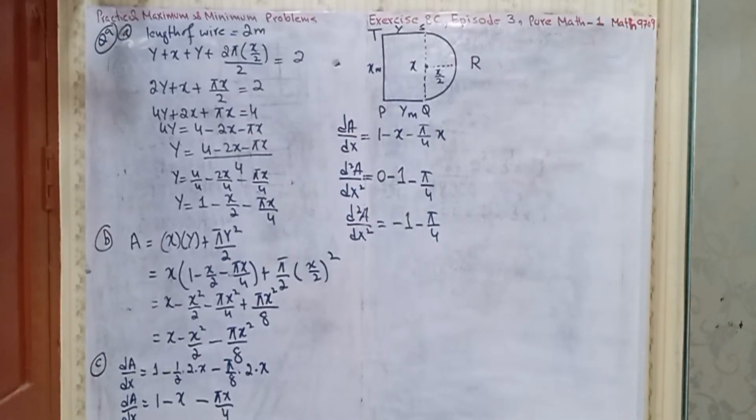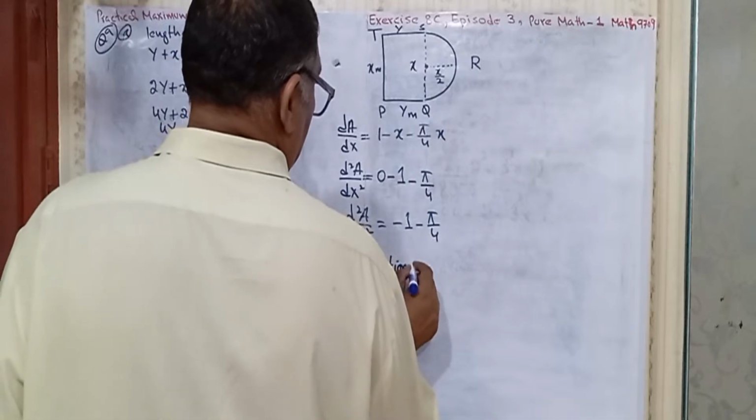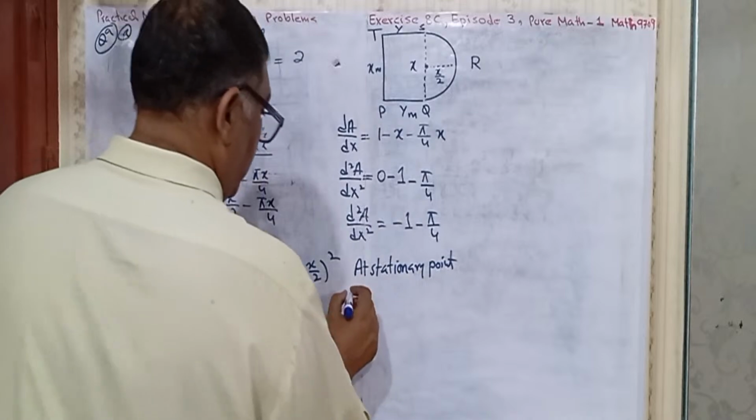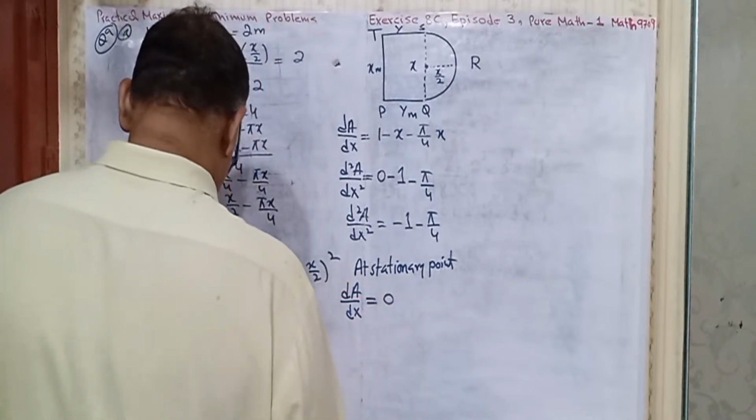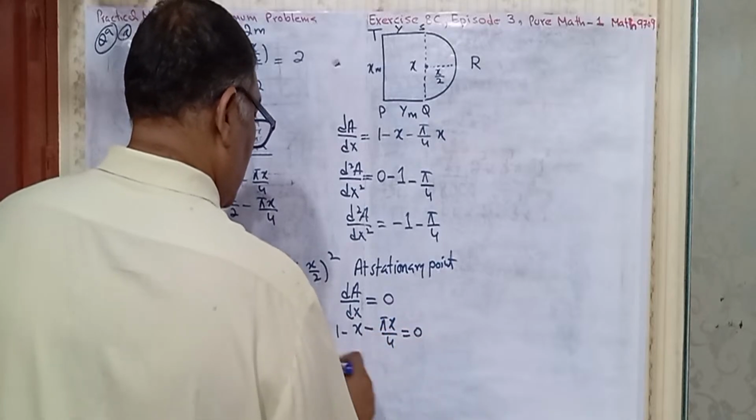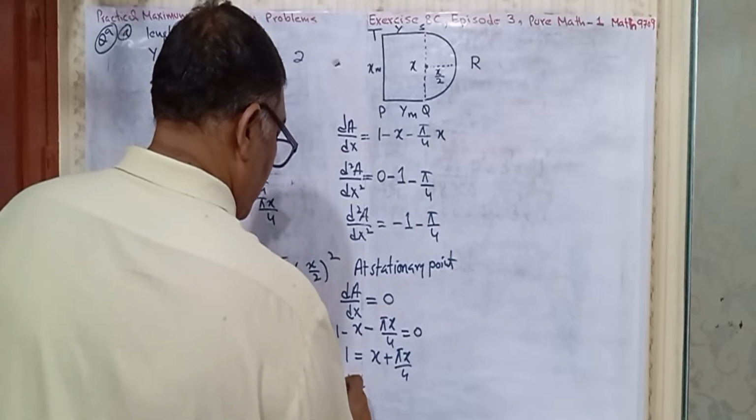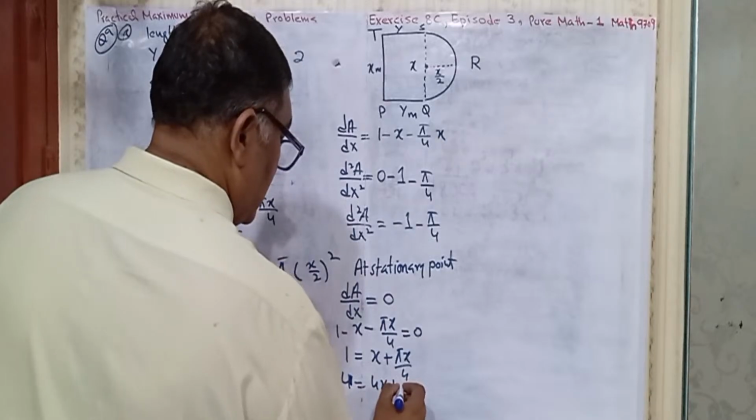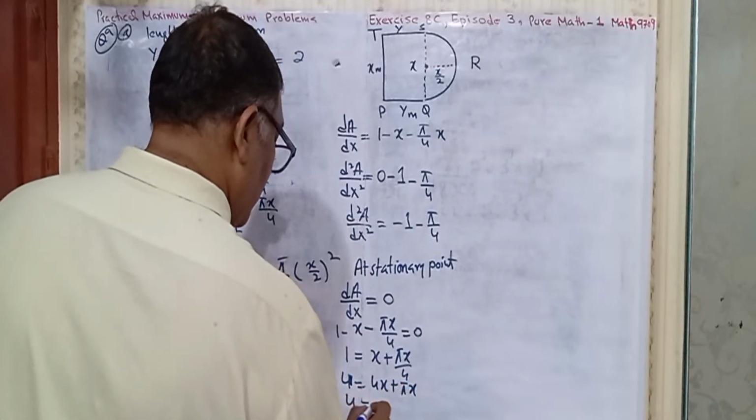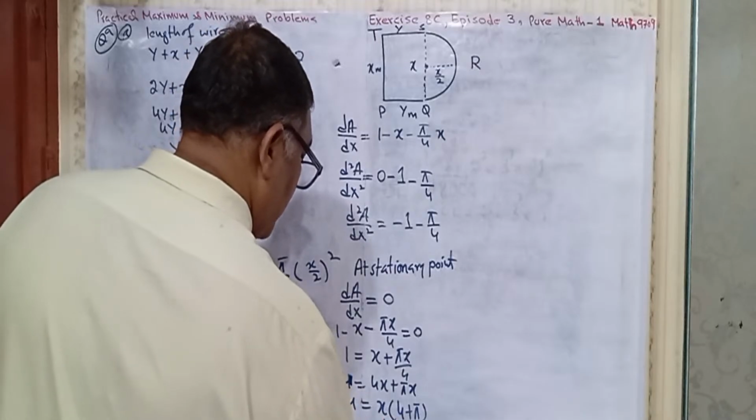Now question number 9 is the D part. Find the value of x for which there is a stationary value of A. At a stationary point, you know that dA by dx will be equal to 0. So dA by dx is 1 minus x minus pi x by 4 is equal to 0. Let me take them to the other side so it becomes easy. So this becomes 4x plus pi x. Take the x common, it will be 4 plus pi. So x will be equal to 4 divided by 4 plus pi.